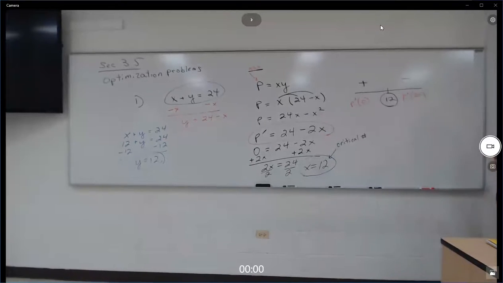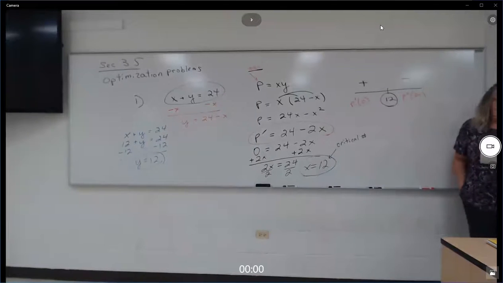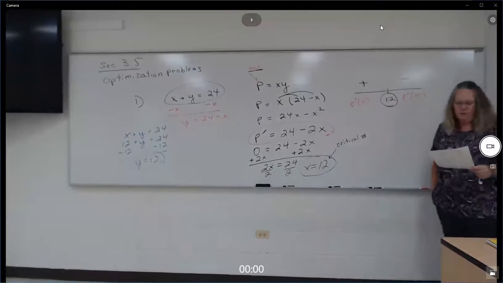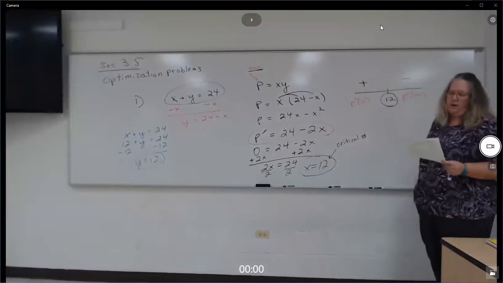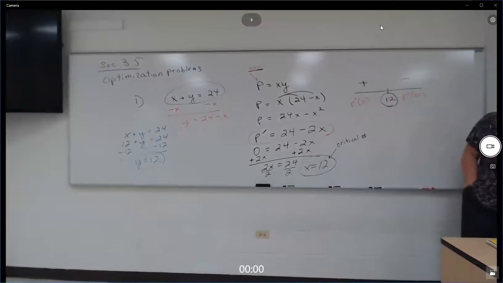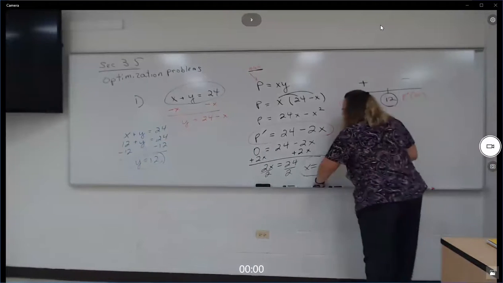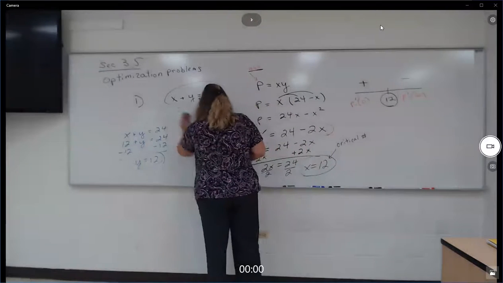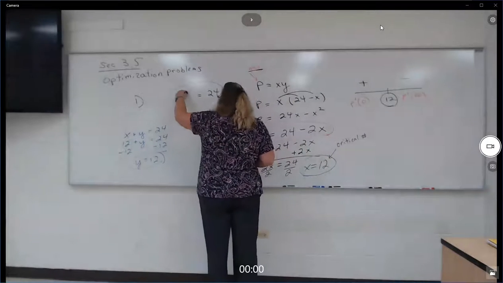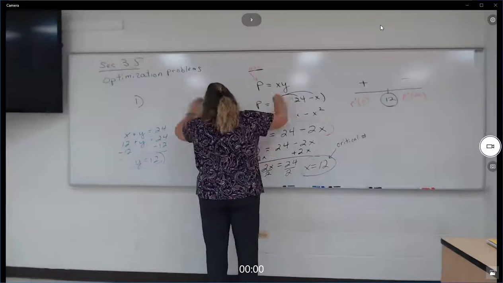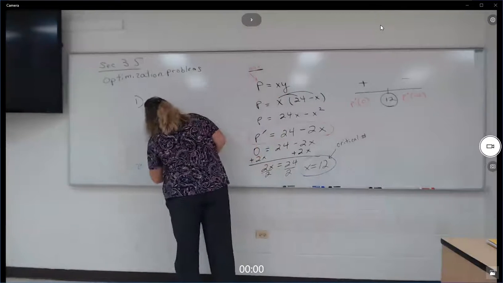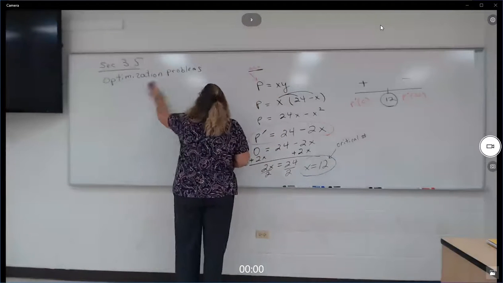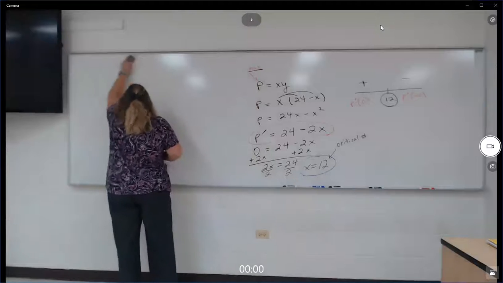All right, should we try another one? Find two positive numbers whose product is 400 and whose sum is a minimum. Kind of the same process. We'll write an equation for the restriction, so to speak. And then we write an equation that we're trying to maximize or minimize. That'll kind of be the process today and tomorrow.